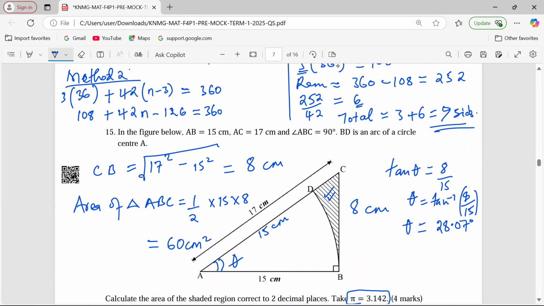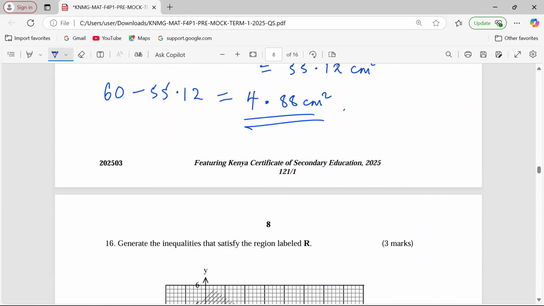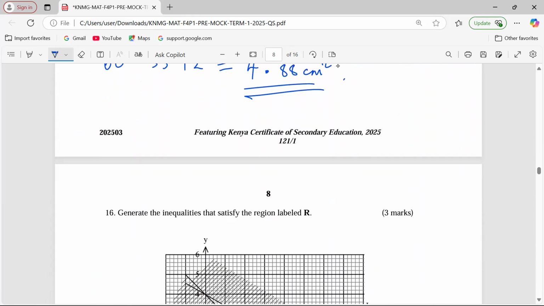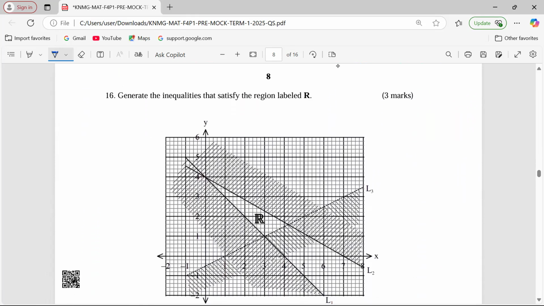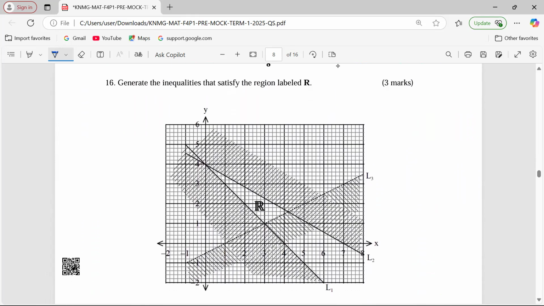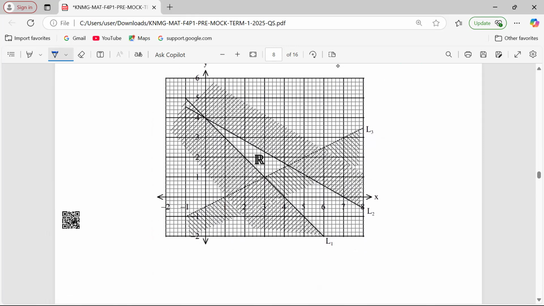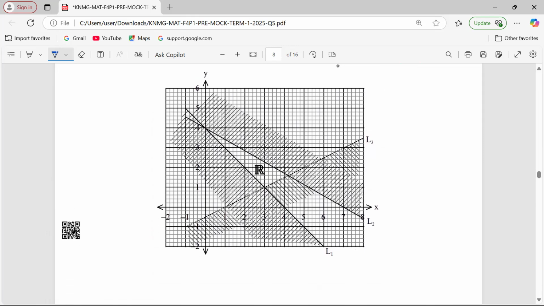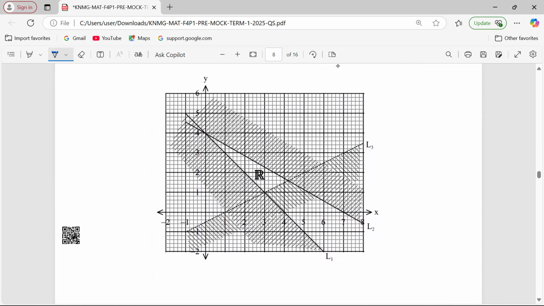Good. Finally, there is a number 16 here, so that we may finish up with the section 1. This is a question on inequalities, linear inequalities. Unshaded region has already been displayed, and ours is to find the inequalities that satisfy the region R. So we can all see the region R, and we can also see the borderlines.